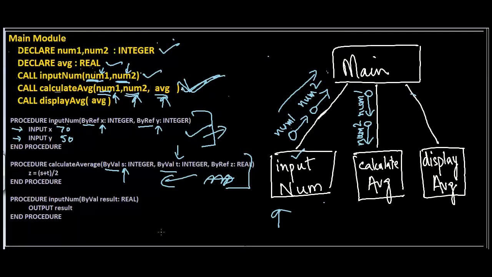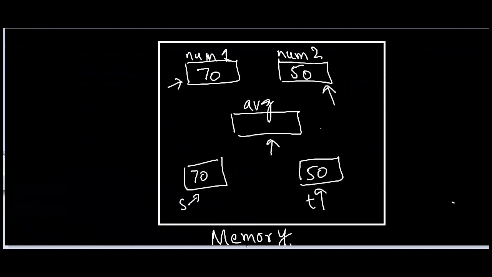However, we can see here that AVG is being passed by reference. AVG is being passed by reference, so Z is going to directly point towards AVG.